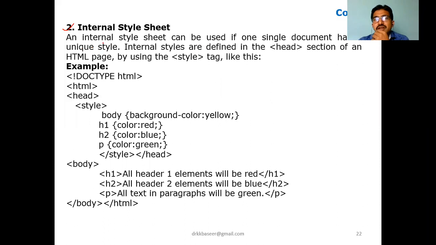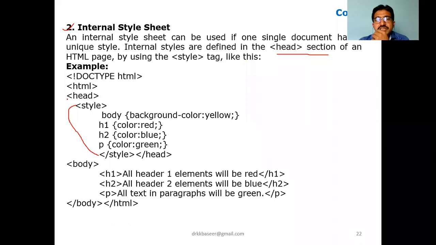Then you can use internal. It can be used if one single document has unique styles. Internal styles can be defined in the head section. We already discussed that; we have to define it in the head section. So how do we represent internal style? With the help of the starting and ending style tag. So this is the starting style tag and this is the ending style tag.